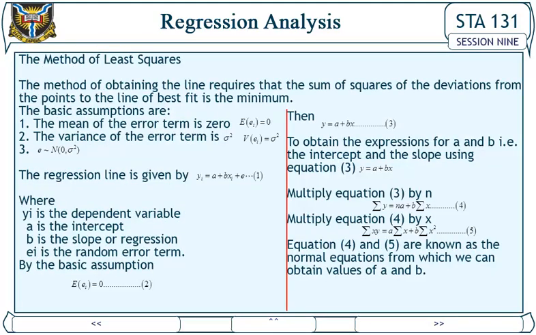The method of least squares. The method of obtaining the line requires that the sum of squares of the deviations from the points to the line of best fit is the minimum.